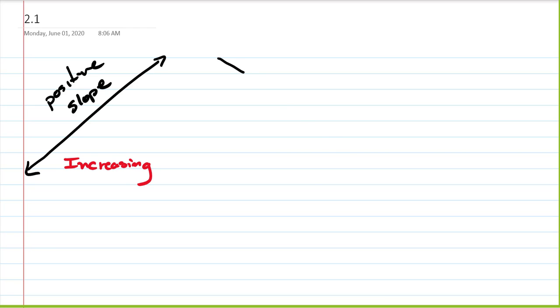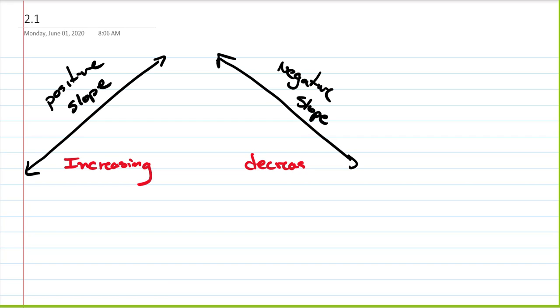And if a graph goes down as we move from left to right, we're going to say it has negative slope. And we're going to call this decreasing. And then the final option that is possible is when we have a horizontal line, we're going to refer to it as constant. And then this has slope 0.